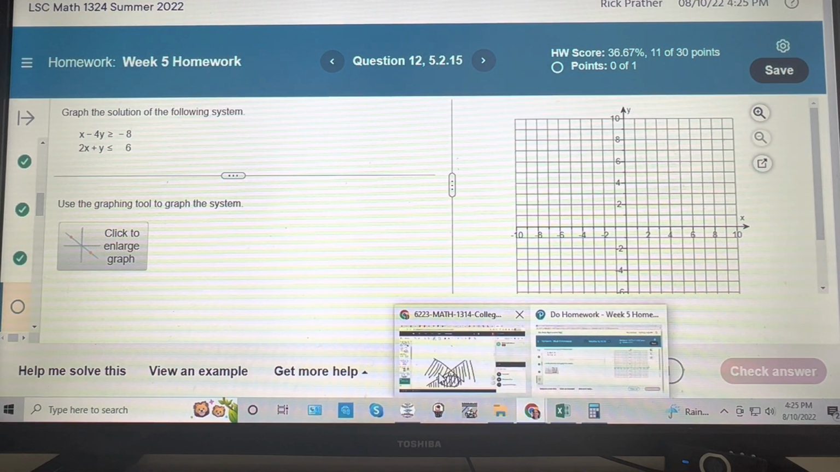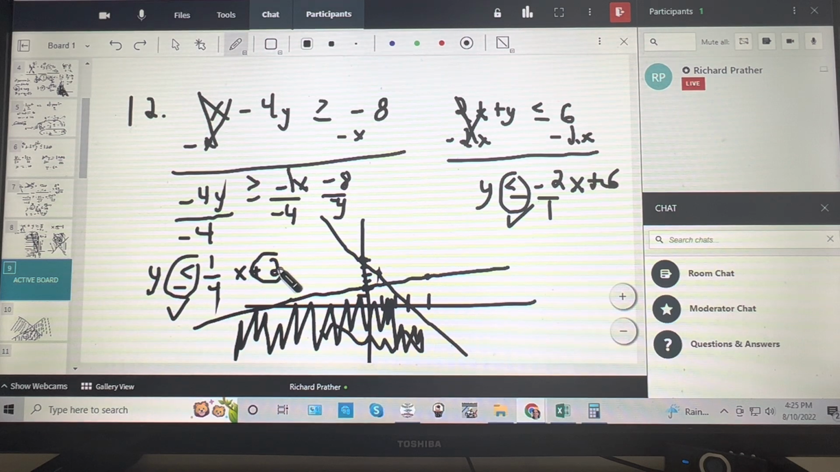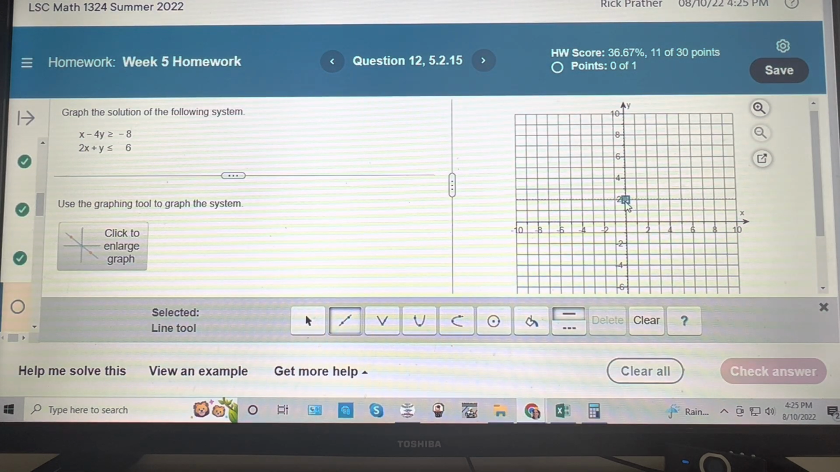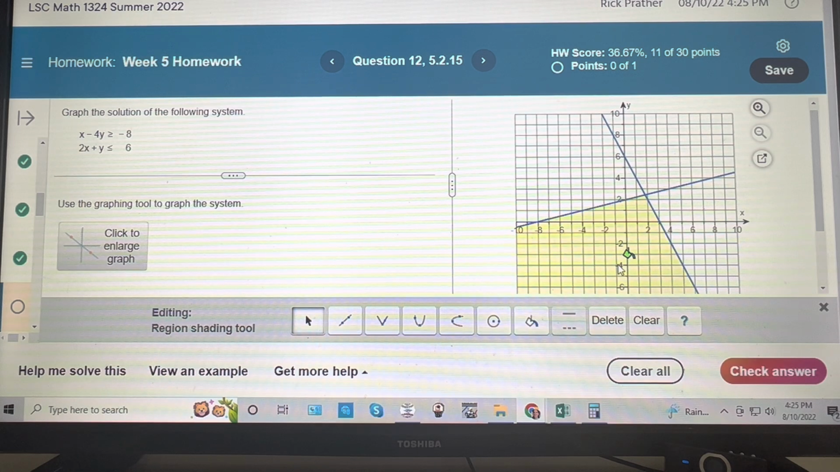Okay, so let me remember what my lines were. One line had a y-intercept of 2, and it went up 1 over 4. Y-intercept of 2, up 1 over 4. And they're both solid lines. The other one had a y-intercept of 6, I believe. Yep, 6. And it was down 2 over 1. Paintbrush the most bottom portion of the graph. Not the top, not the left, not the right, but the bottom.